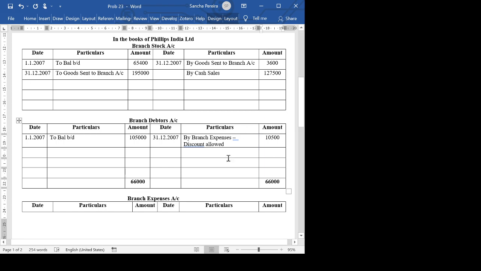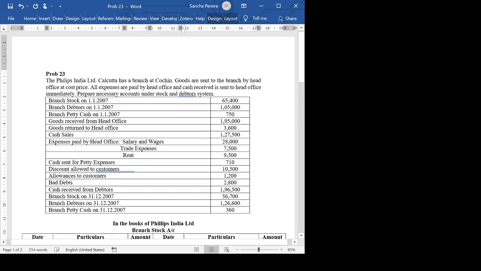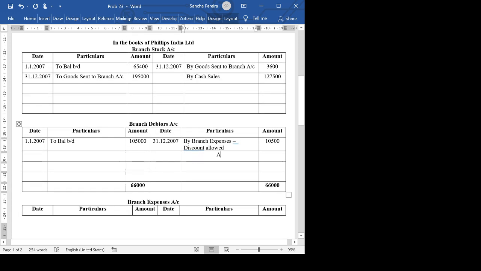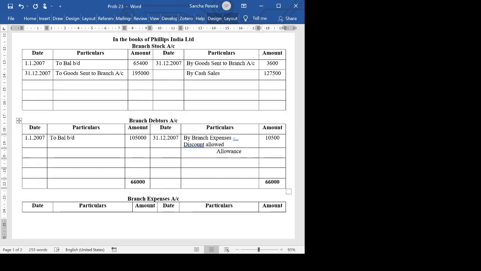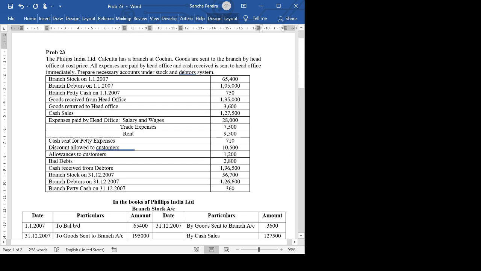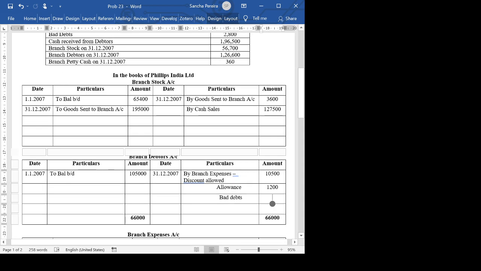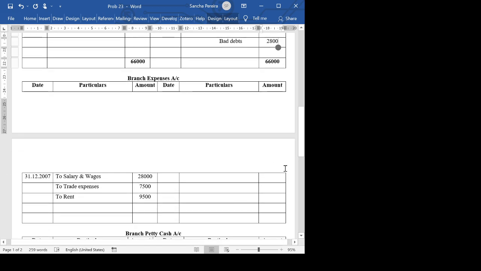I told you don't have to type branch expenses every time. You can just type the expense. It all comes under the same head of branch expenses. Allowances to customers, 1,200. And we also have bad debts. Bad debts are 2,800. Okay, now we can transfer all these to the branch expenses account.